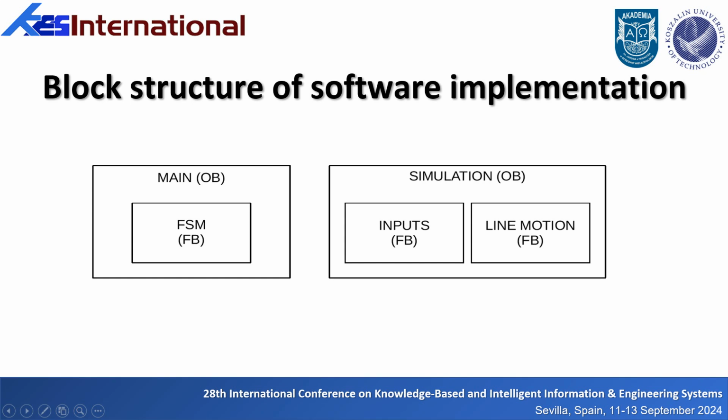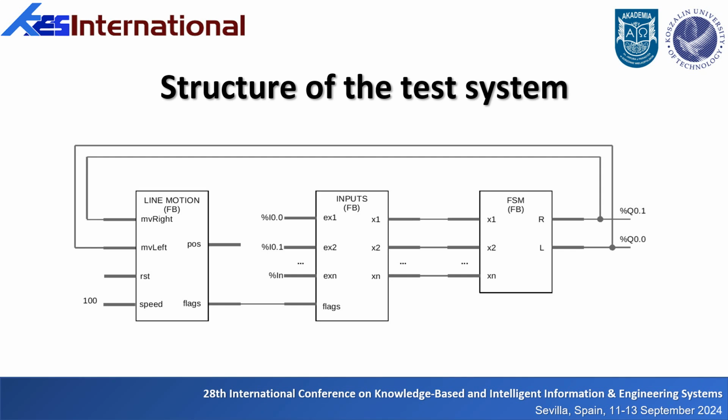The second block, called simulation, contains two program blocks, inputs and line motion. The inputs block contains only a simple program structure responsible for the proper preparation of input signals to the FSM block. The line motion block contains all structures used to generate responses by the virtual system. The internal program blocks were implemented as FB class function blocks. The logical connection of all blocks is presented in this slide.